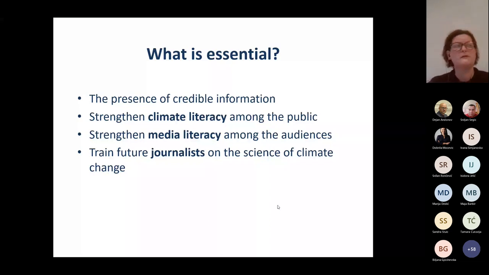Climate literacy means that we need the public to understand, to have the knowledge of climate change science. Of course, one major tip in what is essential to produce in a climate story, what is essential for us as journalists, is to strengthen media literacy among the audiences. And of course, to train future journalists on the science of climate change.